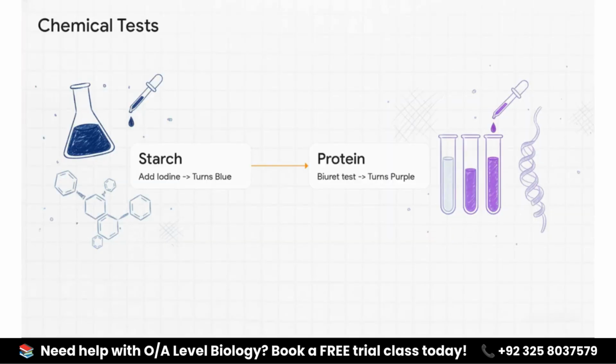So we know the building blocks, but if I handed you an unknown food sample in a test tube, how would you prove what's inside? It is time to shift into investigator mode. You absolutely must know these chemical tests and their precise color changes for your practical paper. Let's rapid fire through the first 2. Testing for starch? Super easy. Shake a small amount of powder in warm water, add 3 or 4 drops of iodine solution. If starch is there, boom, it turns a deep blue or blue-black.